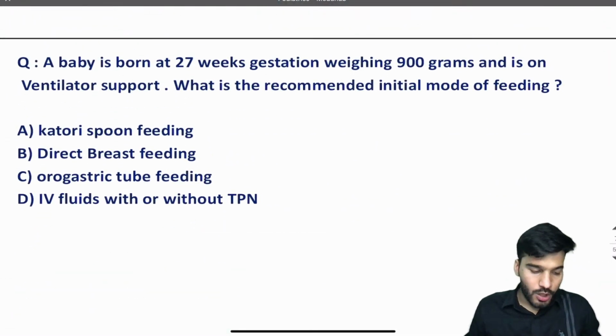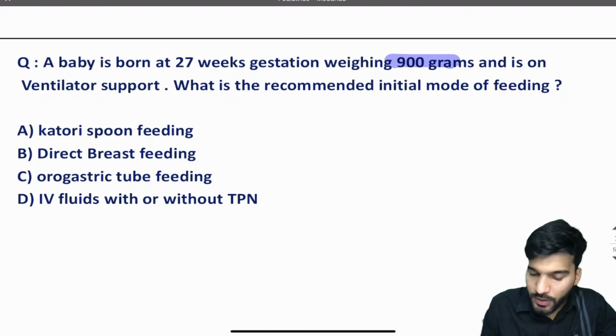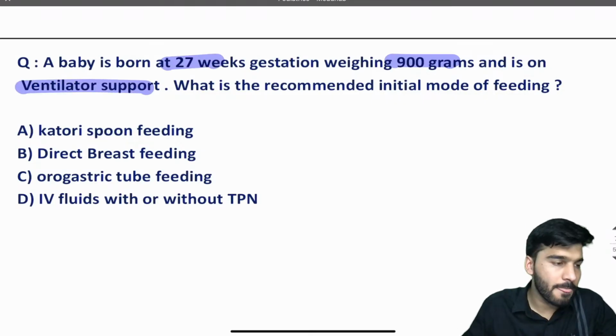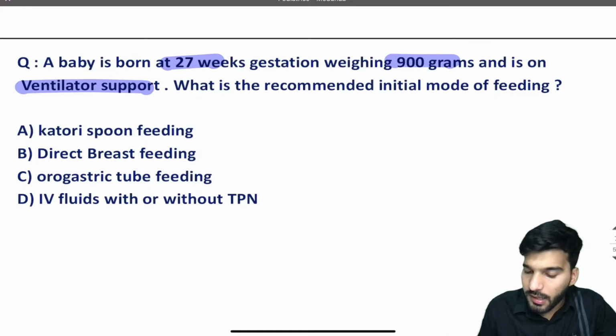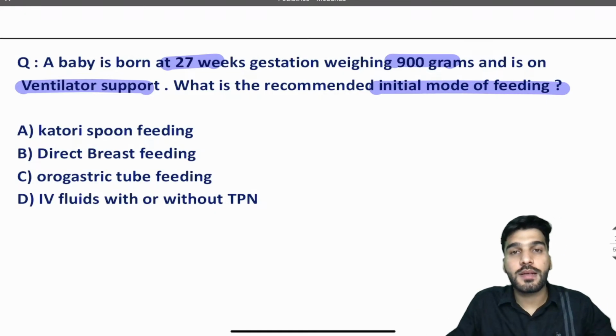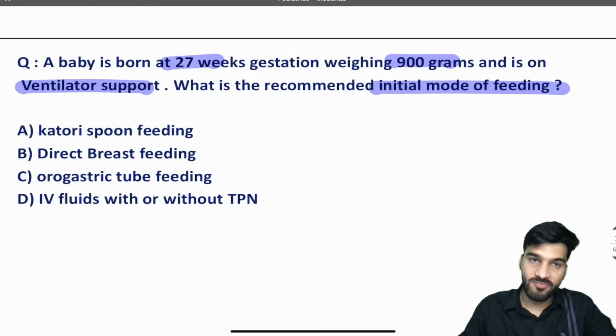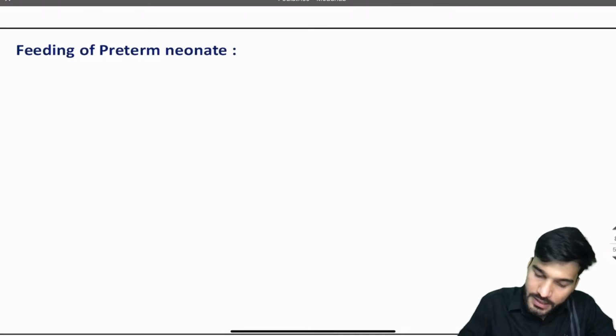A baby is born at 27 weeks gestation, weighing 900 grams, and is on ventilator support. Extremely low birth weight. What is the recommended initial mode of feeding? Tell me, guys. So let's discuss the feeding of a preterm neonate.